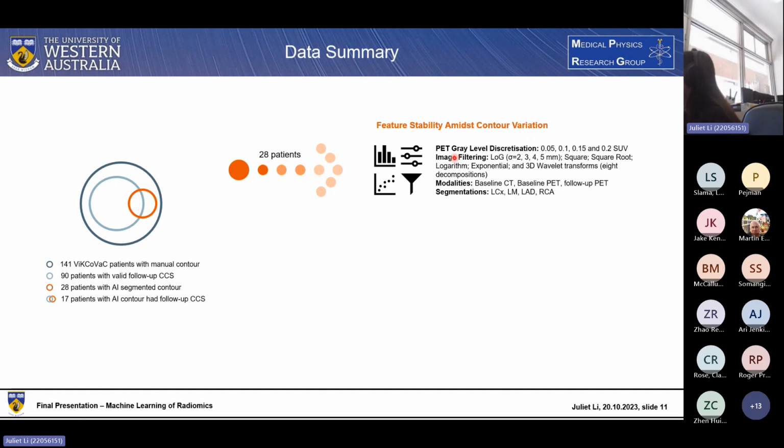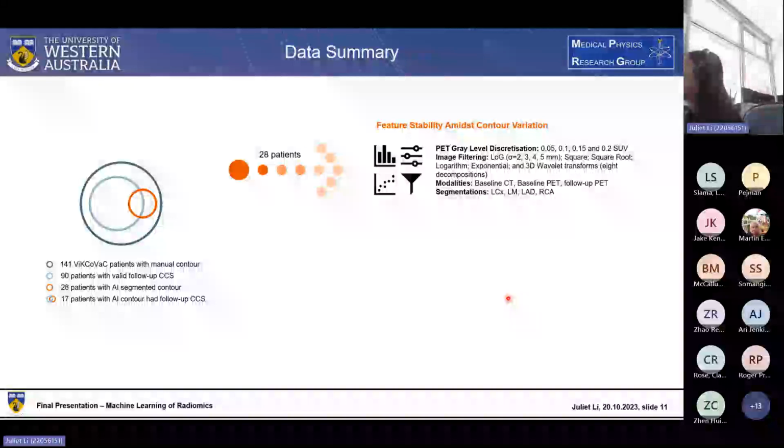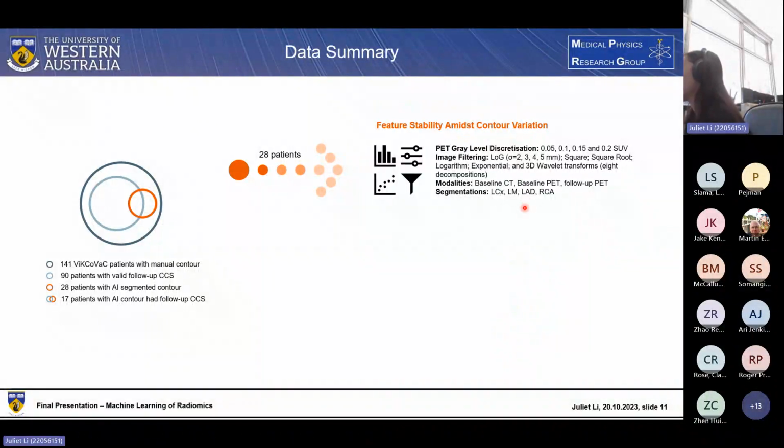For the PET level discretization, we used 0.5 to 2.0 SUV, increment 0.05, and the image filtering that was used includes Laplacian of Gaussian with different sigma values, square, square root, logarithm, exponential, and 8 different wavelet filters. The feature stability was evaluated using the baseline CT, baseline PET and the follow-up PET. There are 4 regions of interest for 4 different coronary arteries.